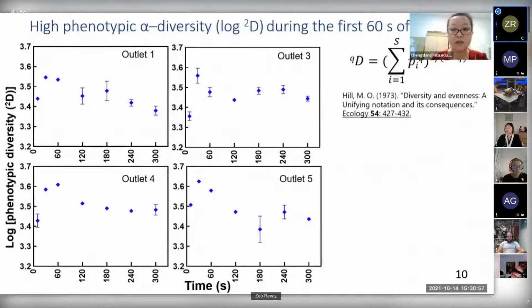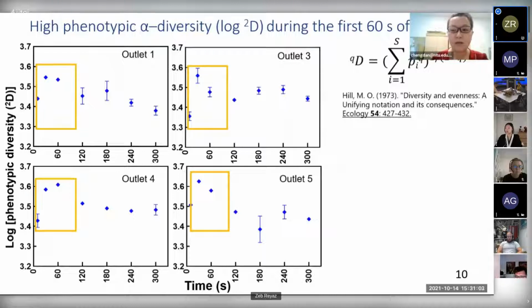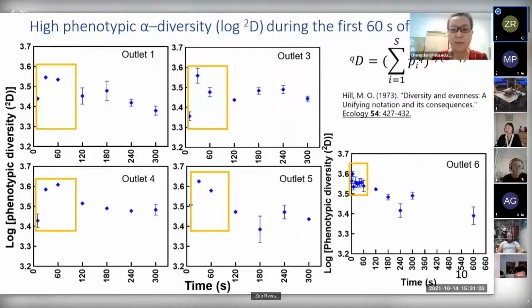Not only did conductivity decrease over time during the flushing event, so did the second order Hill number, in particular during the first 60 seconds. This parameter is commonly used to describe the bacterial diversity and takes into account the abundance information. In this study, we obtained phenotypic diversity from the flow cytometry data according to the Phenoflow algorithm in R.